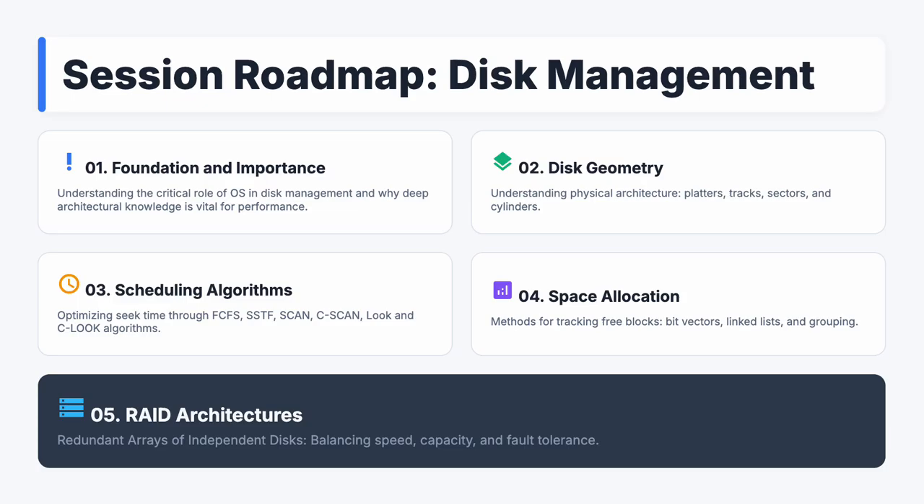Guys, as part of this talk, we'll be talking about disk management. We'll understand the importance of disk management in operating systems, and why understanding of operating systems is important. Then we'll talk about how data is actually stored in the disk. Then we'll talk about different types of scheduling algorithms, followed by how the operating system manages space allocation. Post that, we'll talk about RAID architecture.